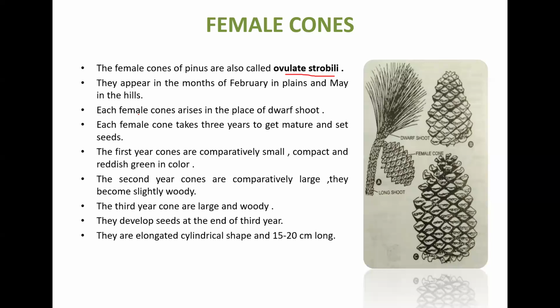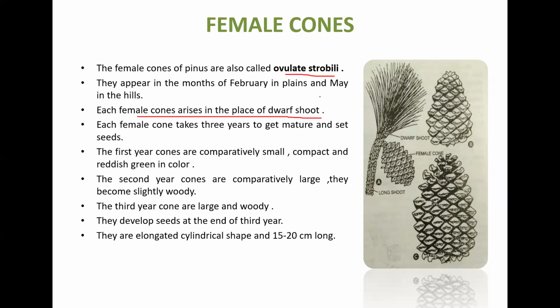Now, another important point here is the female cone arises in the place of a dwarf shoot. The female plant develops these female cones, or female strobili, on the dwarf shoot. Remember this point. Whereas the male cones develop on the male plant and on the long shoot, that is, on the branches of unlimited growth. This point is to be noted, girls.